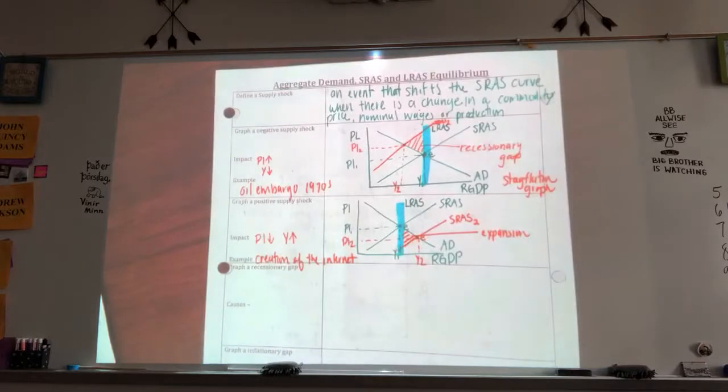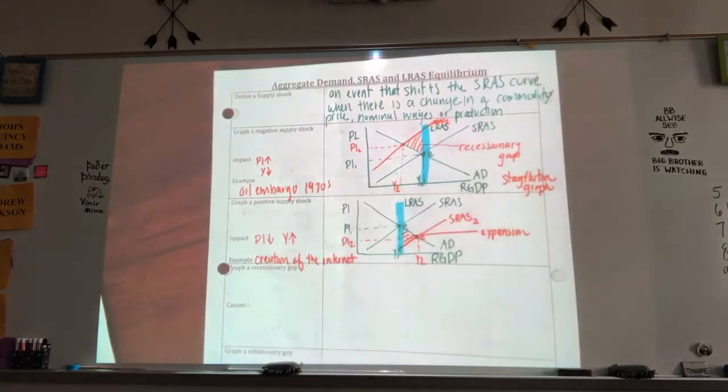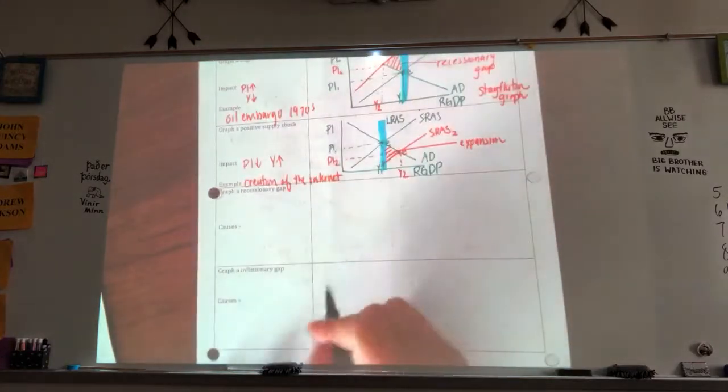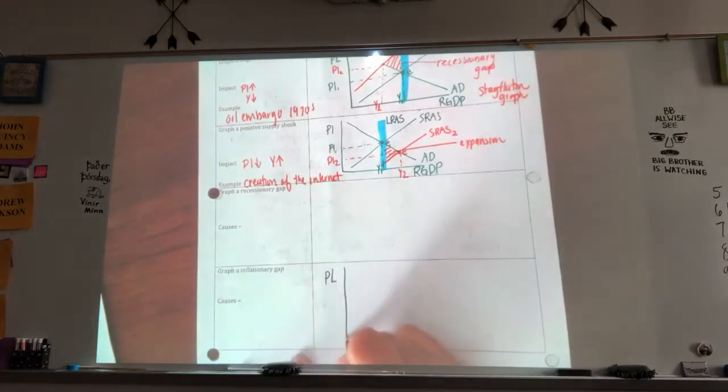So, do I need to do a recessionary gap for y'all again to show you how it is? Do y'all know which graph it is? This one right here, right? Okay, this one, an inflationary gap. This was a good expansion, right? With a bad inflationary gap, it's going to deal with the aggregate demand curve, right? Okay, I'm going to just draw this one really quick, and then we'll be done with our notes. I think we had it on the other side.